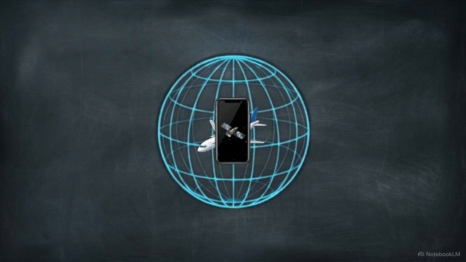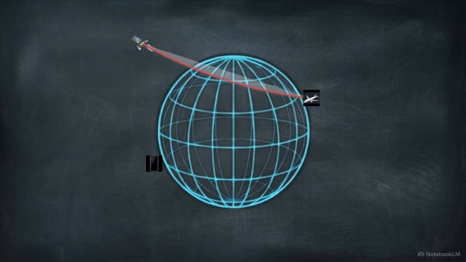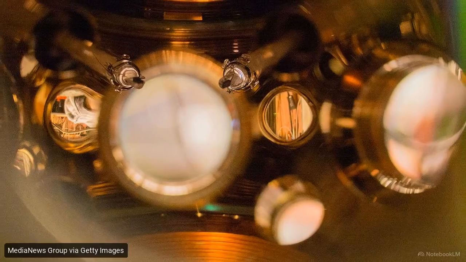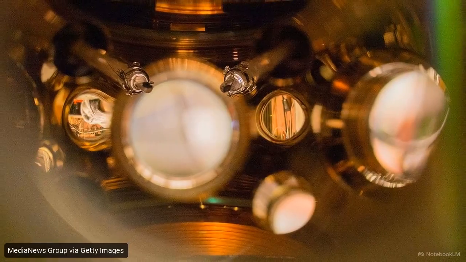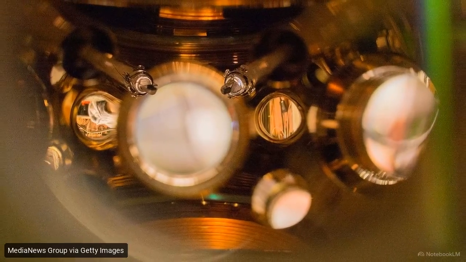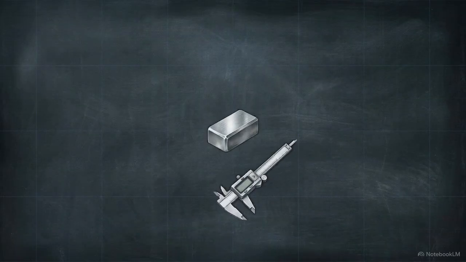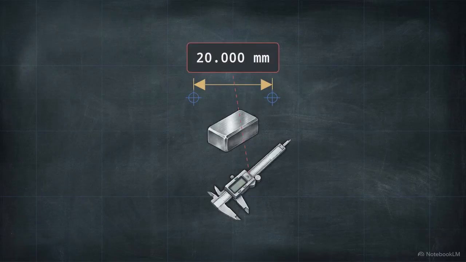The Global Positioning System coordinates everything from commercial airline routes to the mapping app on your phone. But that entire network breaks down if the internal clocks on its satellites drift by even a fraction of a nanosecond. In physics, measuring things correctly is what makes the modern world function.